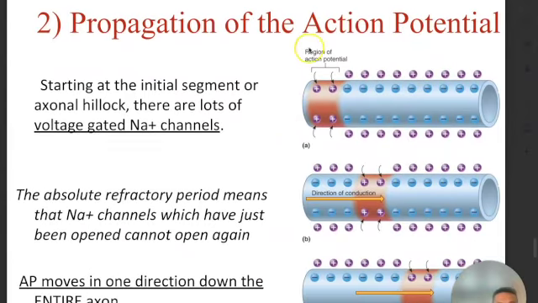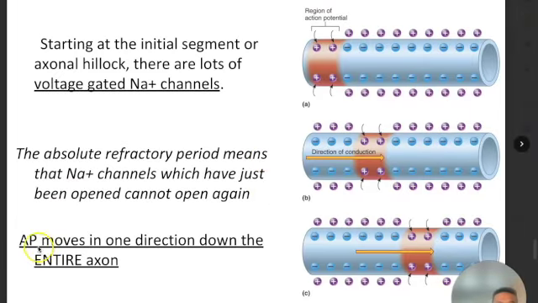So here's what it looks like. Sodium comes in. The action potential goes this way. Okay. And then as it goes through, more channels are open. Okay. Going through here, other channels are open, and so on and so forth. And it moves down the entire axon, just like that.